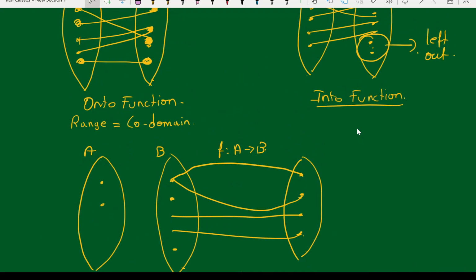Remember which kind of function it was. It was a many one into function. That is important for us. It was many one into function, and its inverse does not exist.